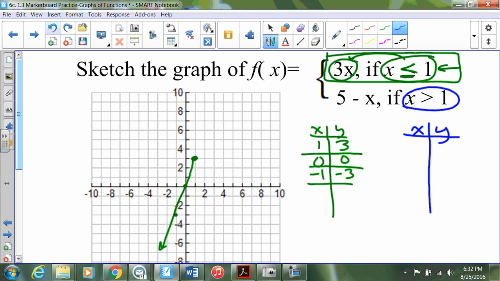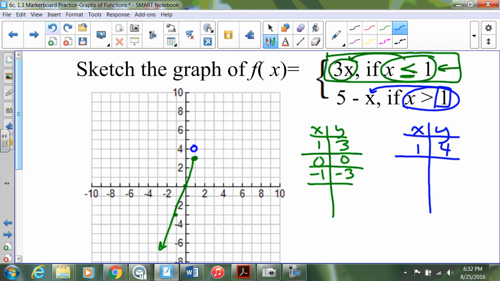Someone else did. All right, so like we talked about in class, 1 is going to be the placeholder. This 1 is very important. We're still going to plug it in. So 5 minus 1, if x is 1, 5 minus 1 is 4. Okay, 1, 4. I'm going to go over 1. I'm going to go up 4. And I'm going to put an open circle. That's my placeholder. I need that.